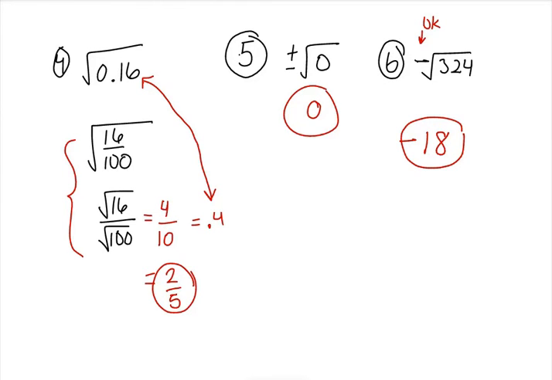All right, so now you're going to complete number 7 through 11 on your own. So hit pause and go do 7 through 11 on your own. Come back and we will do 12 together.